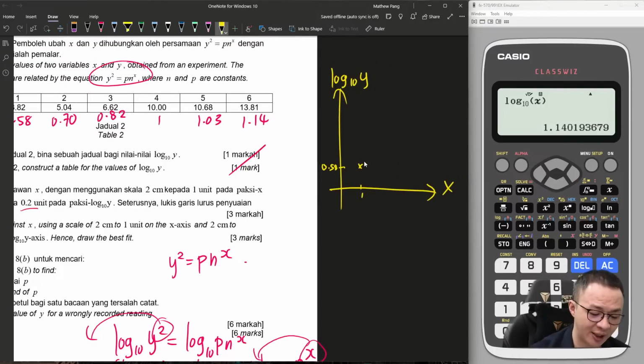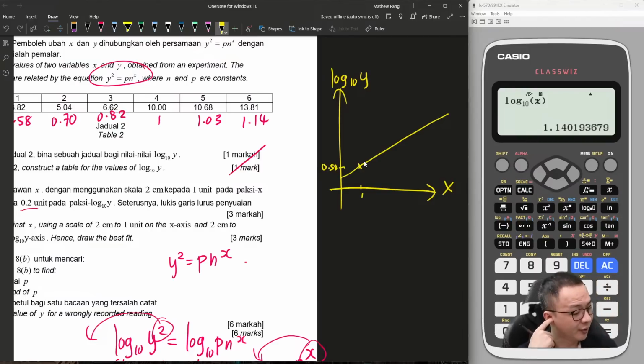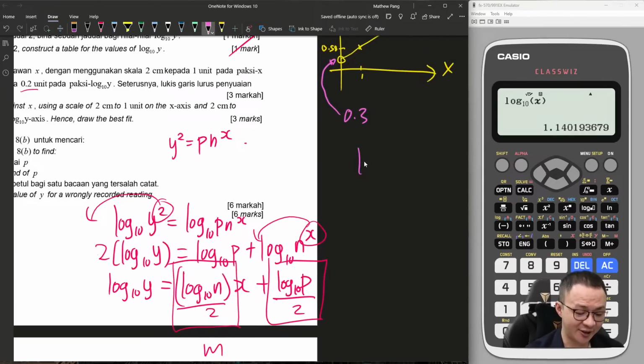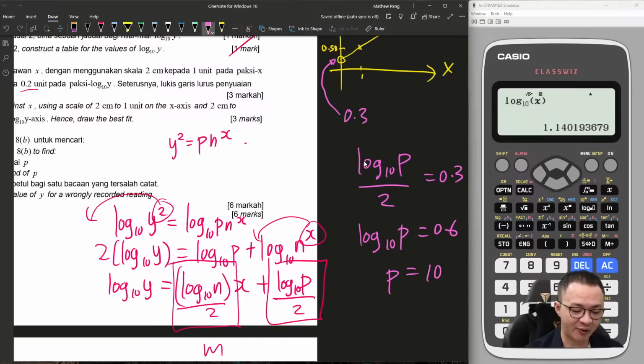Then definitely we keep on going, right? So after you have drawn it already, this is your c value. This c value is very important. In this case, I just assume, I do not know the answer, I haven't really drawn it, I just assume this is 0.3. Do you see my c is log 10 p over 2? So it equals 0.3. By solving this, log 10 p is 0.6. p is 10 power of 0.6. Then I get the answer, which is 3.981.